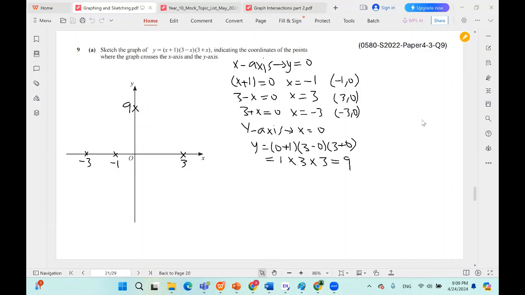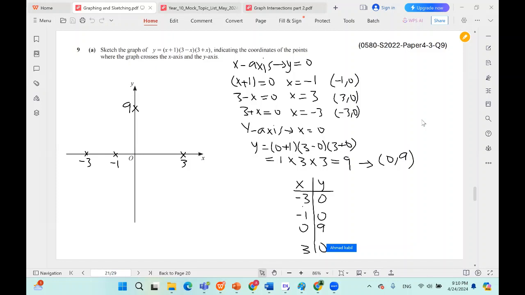We can get some other points. So you can create a table of values, x and y. We already got a couple of nice points, but we can add some more. Of course, this 9 here means we have a point (0, 9). Now let's add some more points. Excuse me, let's start with -3 to give ourselves some space. So we have (-3, 0), then (-1, 0), (0, 9), and (3, 0).